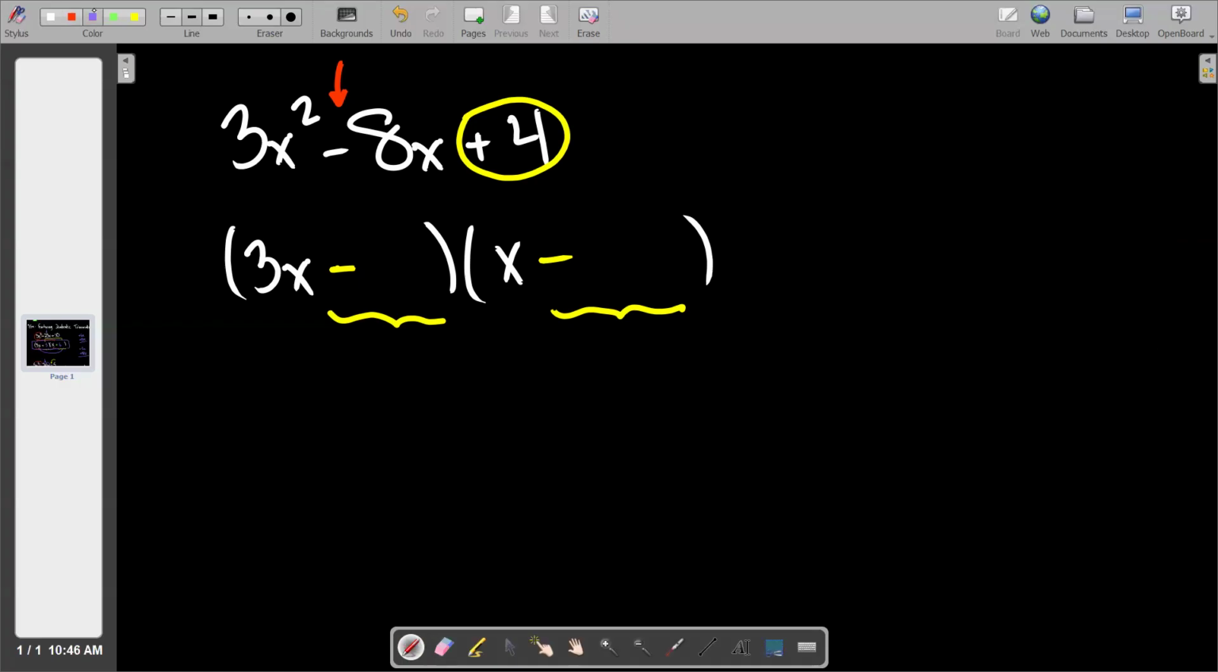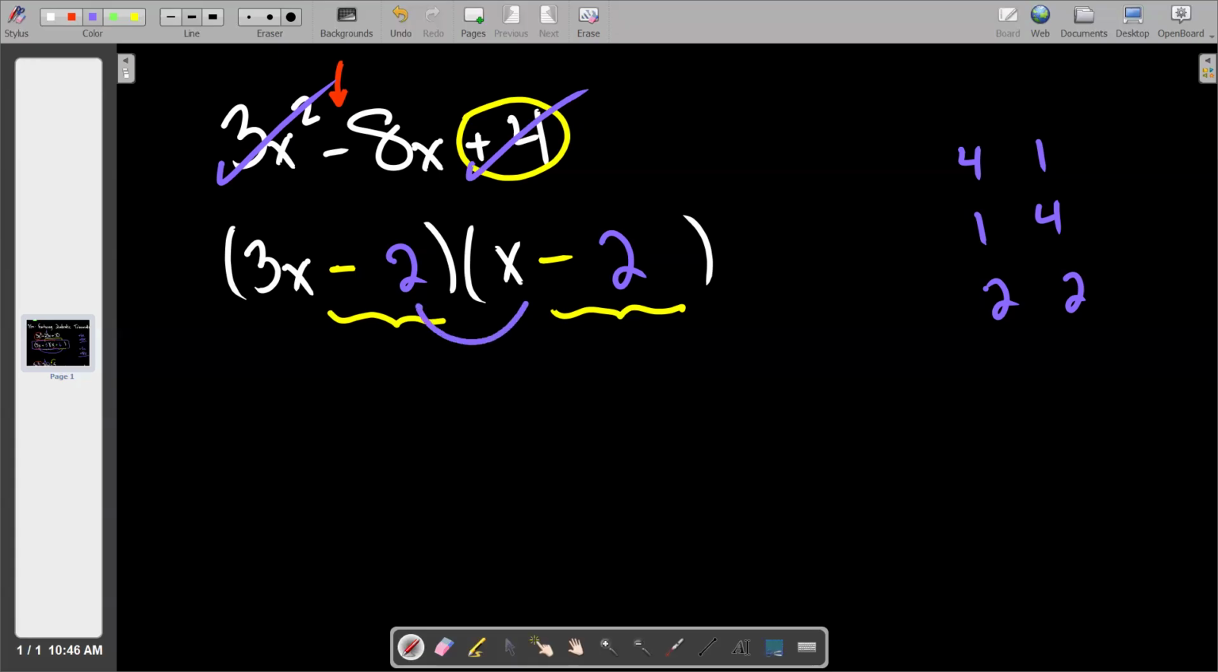How many ways are there to make 4? 3. You know that from last time. 4, 1, 1, 4, 2, and 2. What do you want to try? Let's try 2 and 2. We know the easy parts work. We know we made 3x squared, like, yay. And we know we made 4, like, yay. What we don't know is, did we make the magic in the middle?